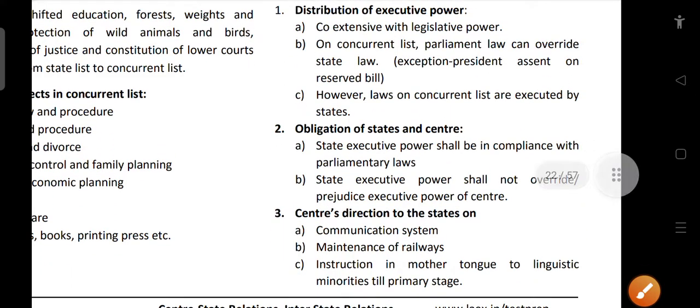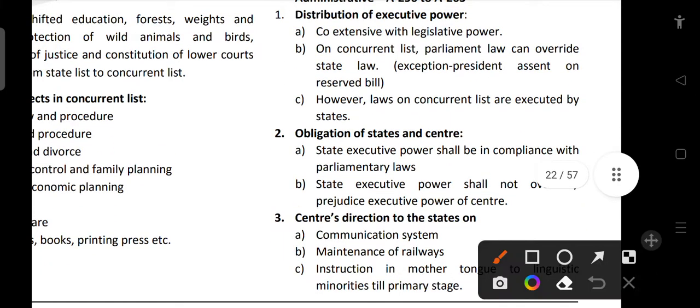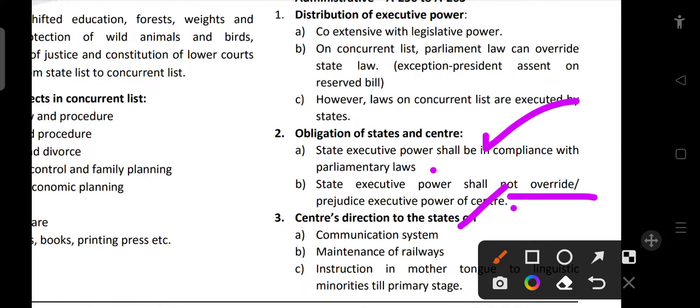Now the next one is the obligation of state and center. State executive power shall be in compliance with parliamentary law. State executive power shall not override or prejudice the executive power of the center. So state executive power is limited by the center. And then the center's direction to the state.